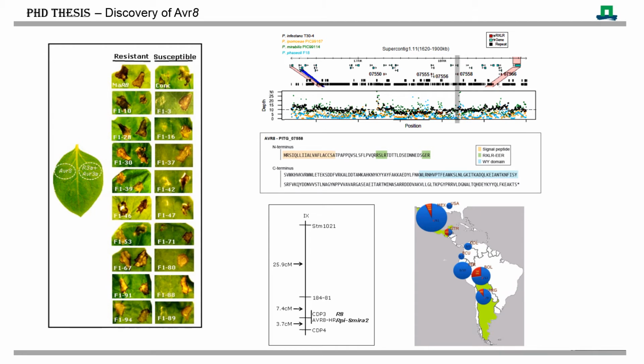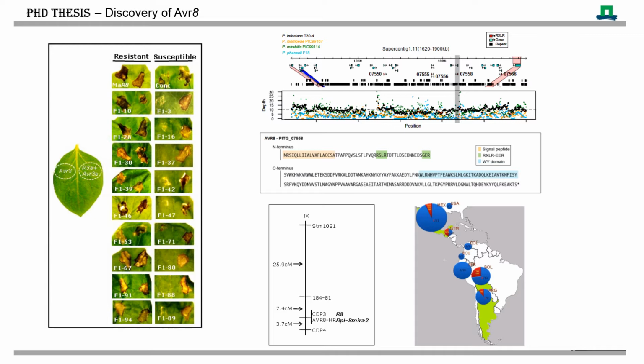Another remarkable thing in my study was the discovery of AVR8. Based on testing of a collection of in planta-induced RXLR effectors of Phytophthora infestans, we screened the effector PITG07558, which showed R8-specific cell death. The response to this effector co-segregated with the R8-mediated response to EPOC in the F1 population, and therefore this gene was designated AVR8.